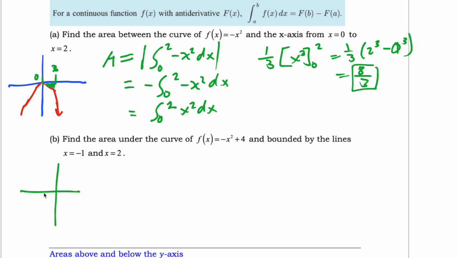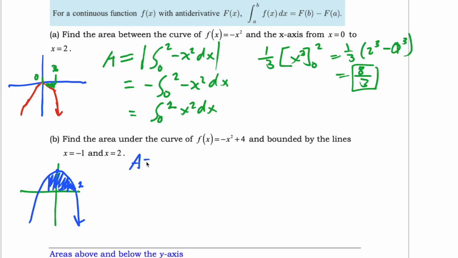All right, the next example. Again, we need to know what the picture looks like. This is negative x squared plus 4, so it looks like that, and we're between x equals negative 1 and x equals 2. Well, we know the x-intercepts are going to be 2 and negative 2. So we're just talking about right here, this area. Actually, this is 2 right there, so we're talking about all this area right there.